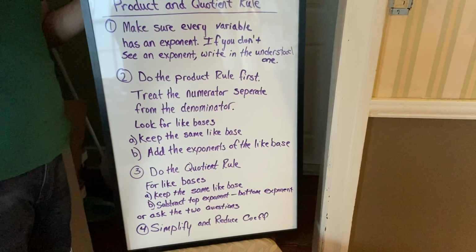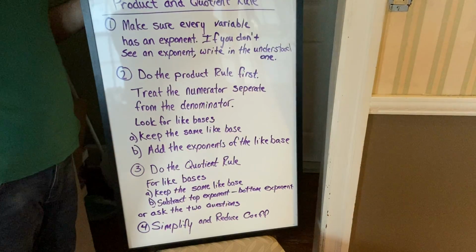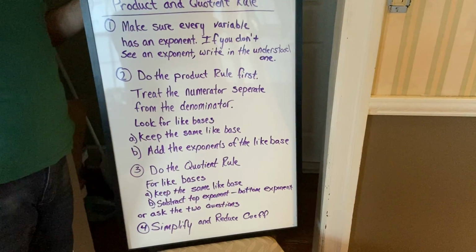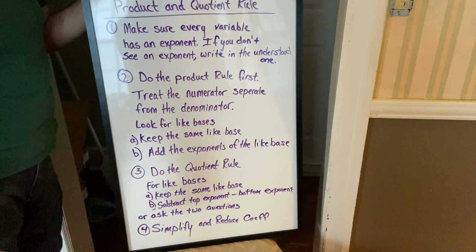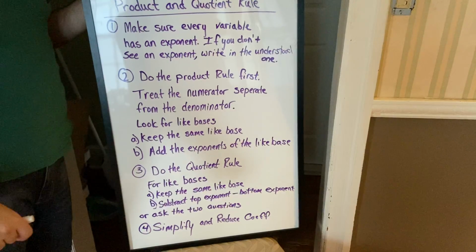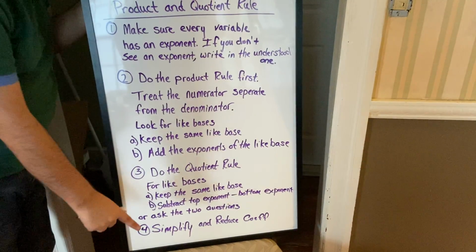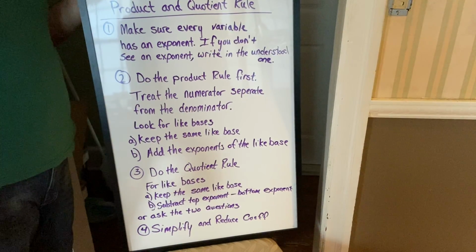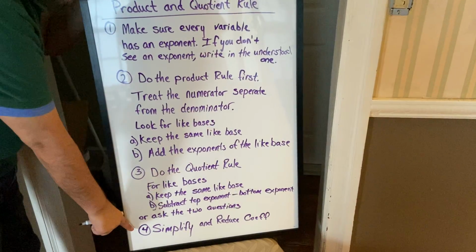Once you do that, then you're going to see, do we have any quotient rule? Do we have a like base on top? Compare it to the like base on the bottom. If that's the case, then we're going to keep that same like base, and then you're going to subtract top exponent minus bottom exponent. In the future, we're going to be asking these 2 questions. And if you had any coefficients, then you have to simplify and reduce.